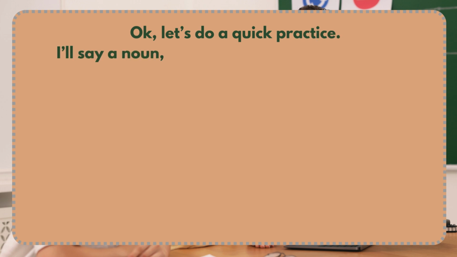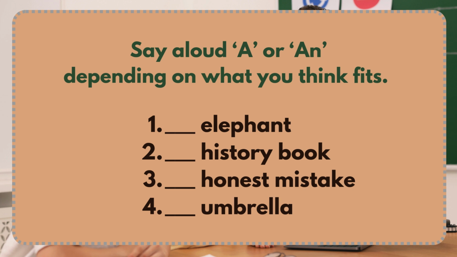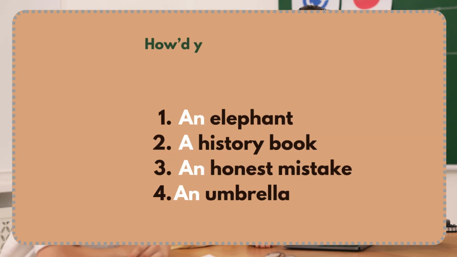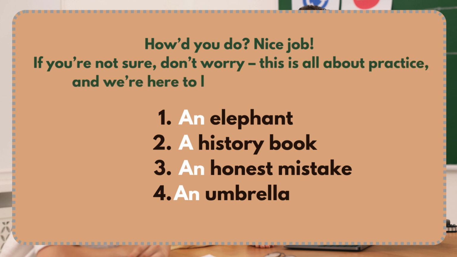Okay, let's do a quick practice. I'll say a noun and you just say aloud a or an, depending on what you think fits. Ready? Let's start. Elephant. History book. Honest mistake. Umbrella. How did you do? Nice job if you got it right. If you're not sure, don't worry. That's all about practice, and we're here to learn and have fun with it.